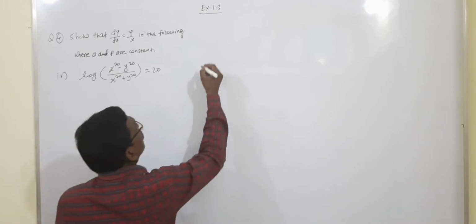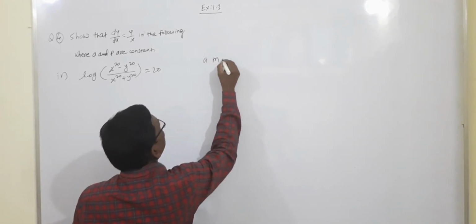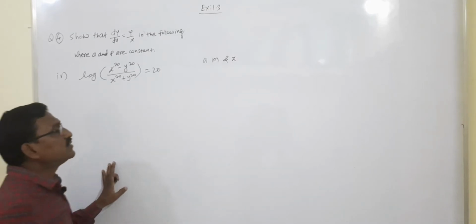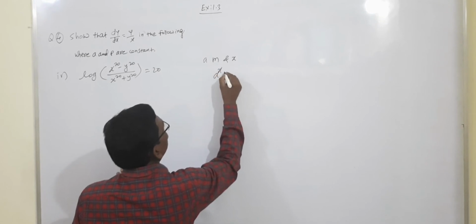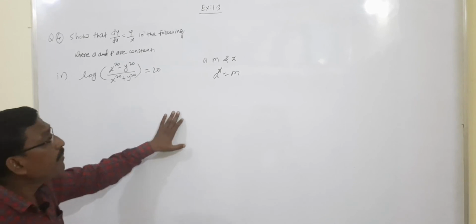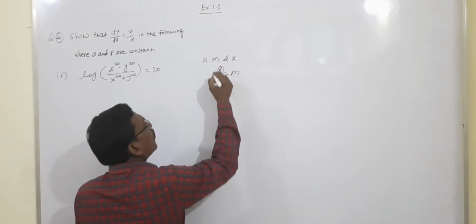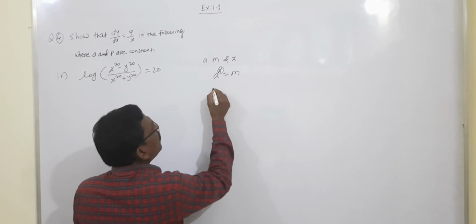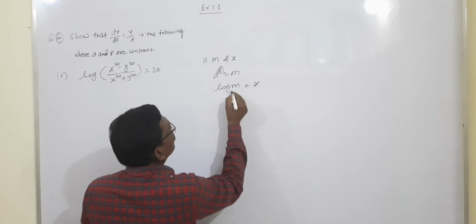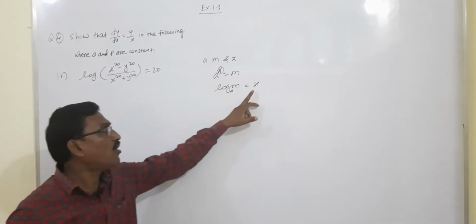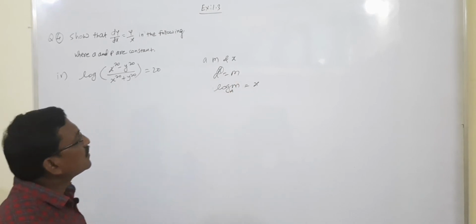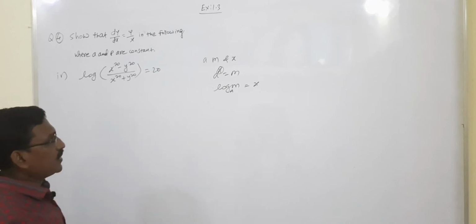If a, m and x are real numbers and a is not equal to 1, such that a raised to x equal to m, then this x is called log m to the base a. This x is called the logarithm of m to the base a. So this is the definition of logarithm.